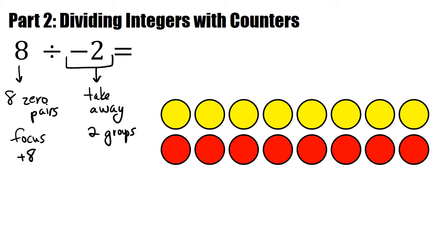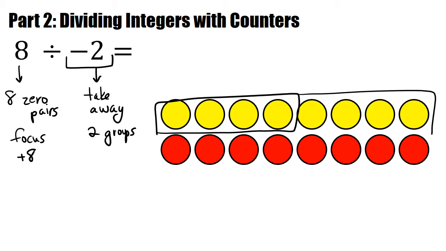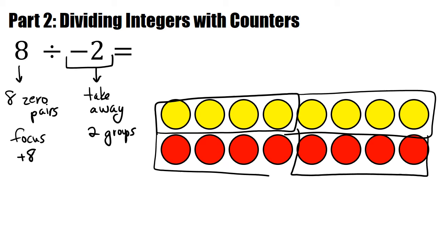So let's go ahead. Our focus is going to be on positive 8. Let's make our groups here. We're going to make 2 groups using our red and our yellows. We're going to focus on the positives, and it says we're going to take away 2 of the positive groups. Now we need to figure out how many are in one group that is left over here. Let's go ahead and count how many are in one group.